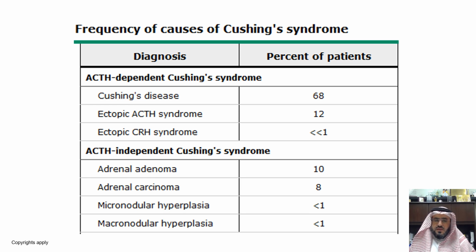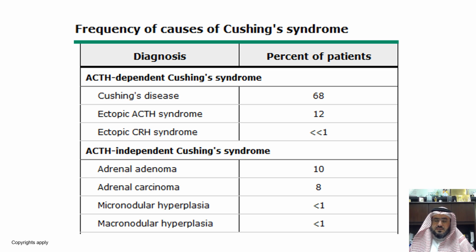Cushing syndrome, ACTH independent. In ACTH dependent Cushing syndrome, in most cases, Cushing disease comes from high ACTH secretion from the pituitary, for example, pituitary adenoma. Or we could have ectopic ACTH secretion, for example, small cell carcinoma of the lung. Or we could have ectopic CRH secretion.